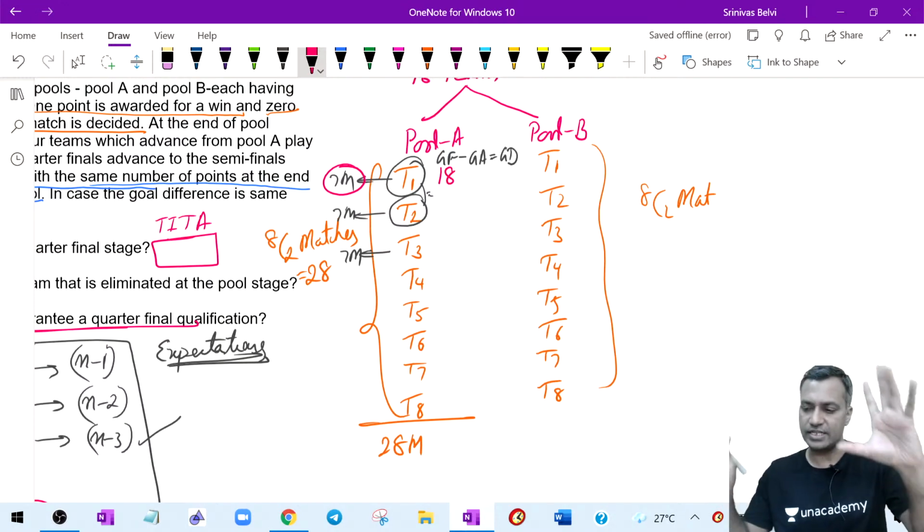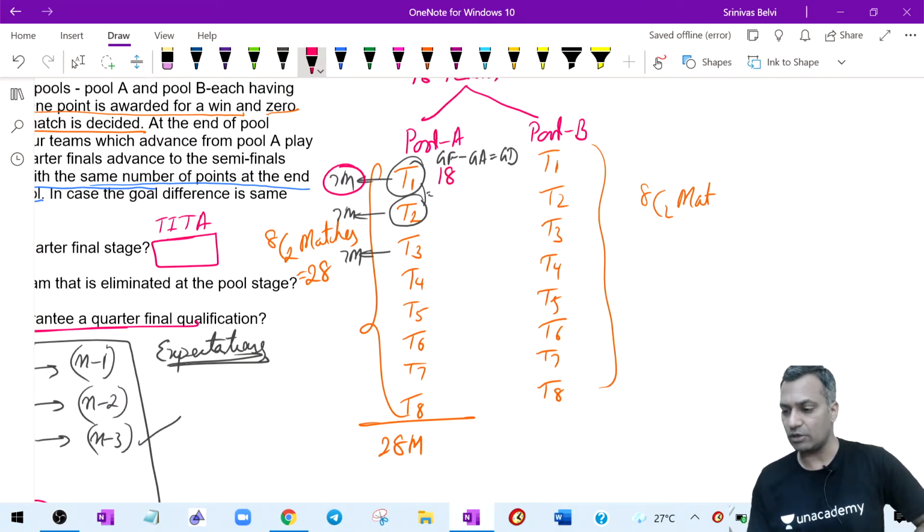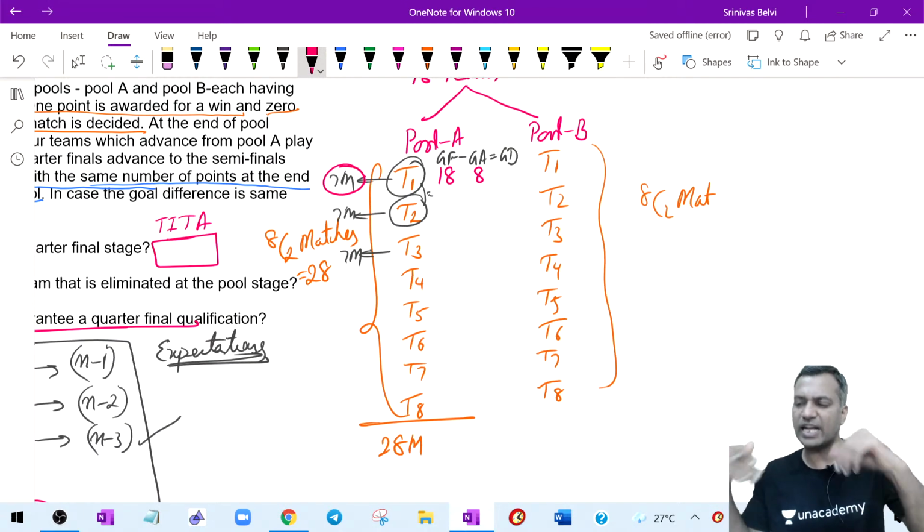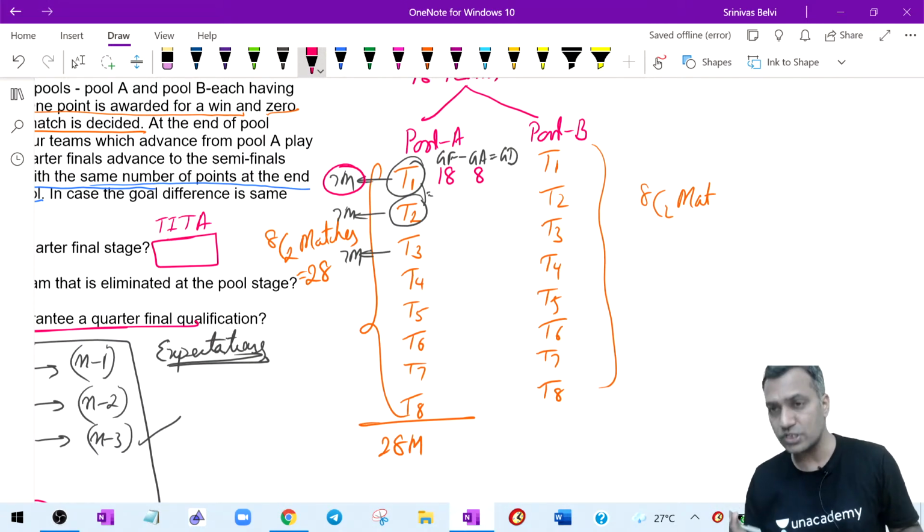Let's assume they scored 18 goals. What is the goals against? All right, now they conceded 8 goals. Let's assume they conceded; the opposition also would have scored some goals against them. They conceded 8 goals. Therefore, what is the goal difference? The goal difference here is 10.